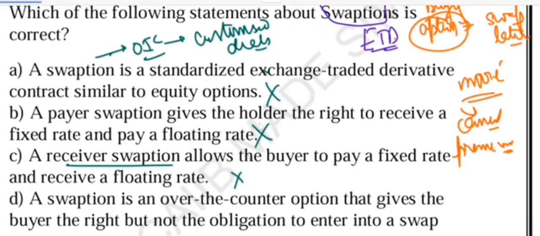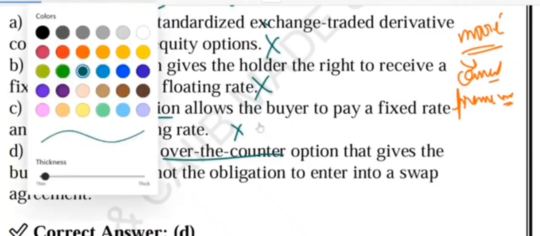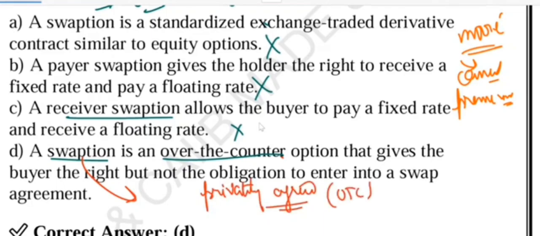What about option D? A swaption is an OTC option. It gives the right, not the obligation, to enter a swap. This is the perfectly correct option. A swaption is a privately agreed over-the-counter option to enter a swap, where the buyer has full control to say yes or no on the swap start date.